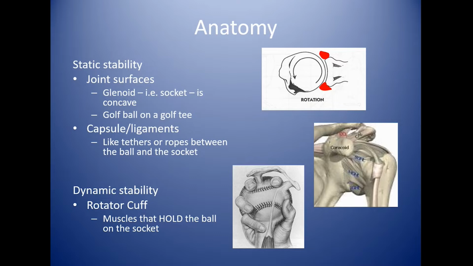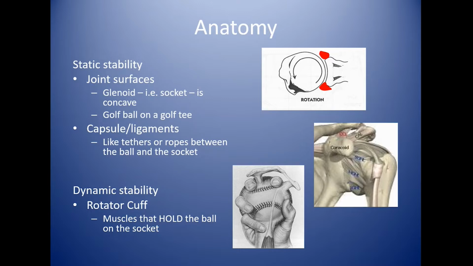If you imagine you tied a boat up to a dock and that boat rocked back and forth, you'd be limited by those ropes. And that's the way the capsule and the thickened parts of it work at the shoulder level. So those are the two areas that are your static stability. And then you have dynamic stability. And so that involves the musculature around the shoulder.